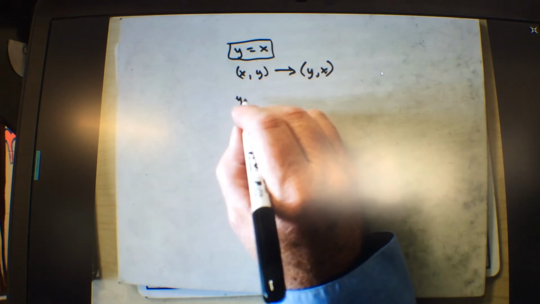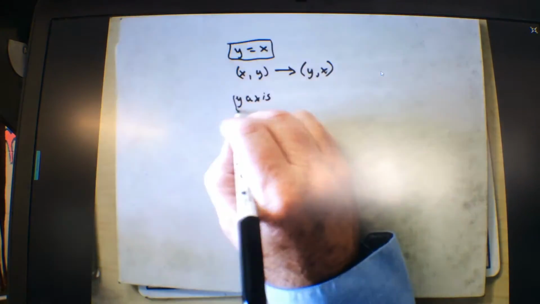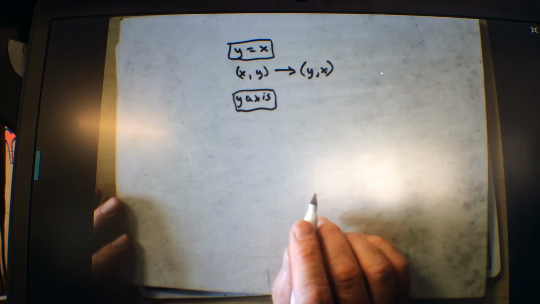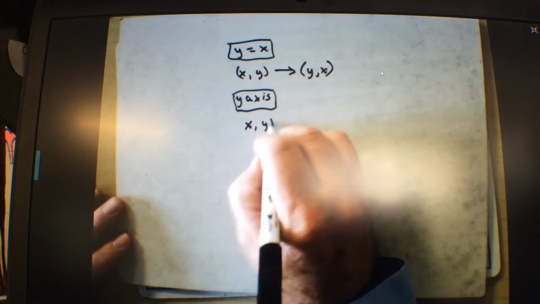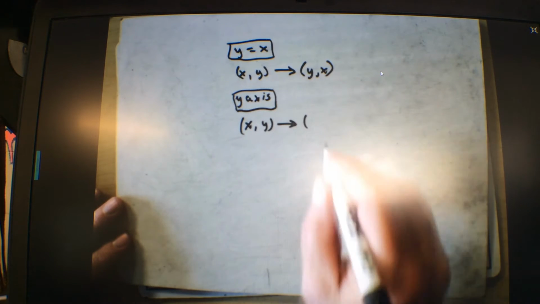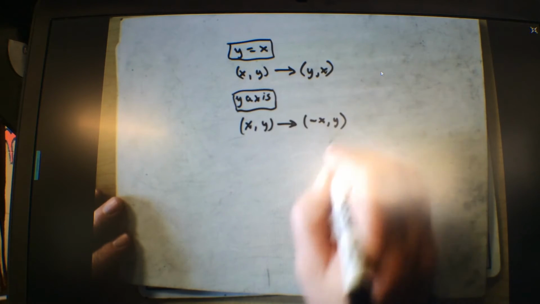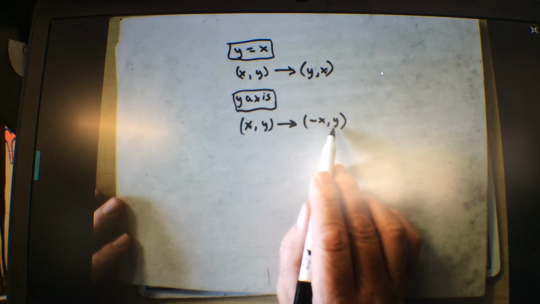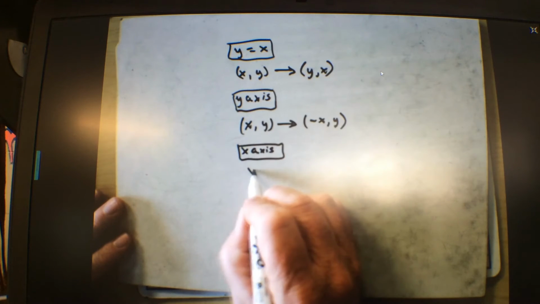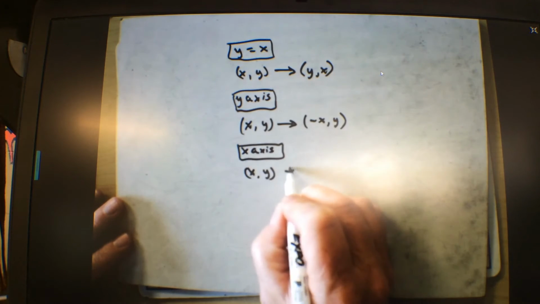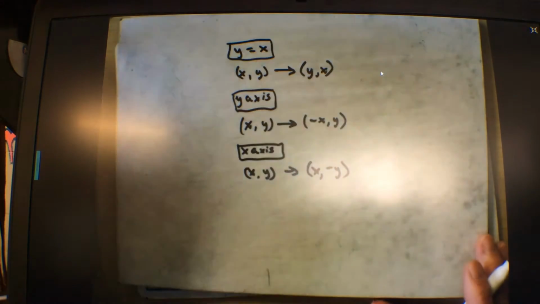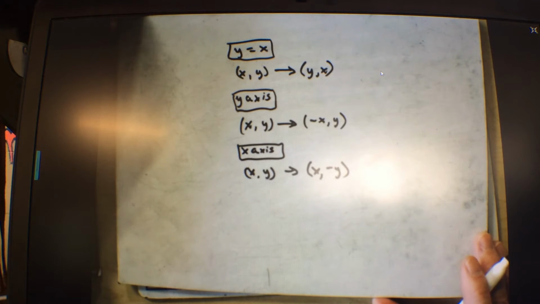If we're reflecting across the y-axis, and we have (x, y), we have (negative x, y). So we change the sign of the x, and we have y. And if we have the x-axis that we're reflecting across, and we have (x, y), then we have (x, negative y), or the opposite of the y. Okay? So we'll keep those in mind, all right?